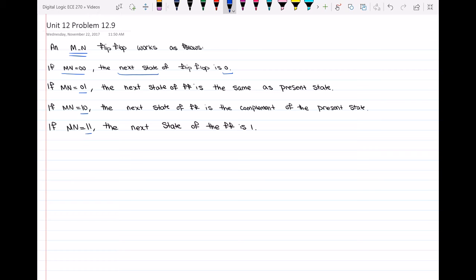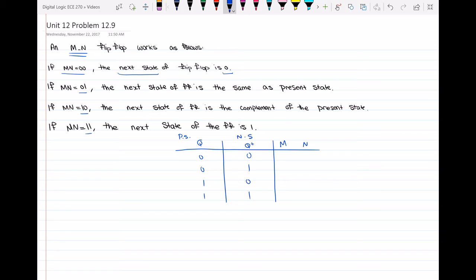So part A wants us to complete this table, in which we have the present state of the flip-flop, which is Q. So this is the present state. Then we have the next state of the flip-flop, which is Q plus, and M and N. Basically we have to fill in M and N because we have all the present and next states. And it says that we can use don't cares whenever it is possible.